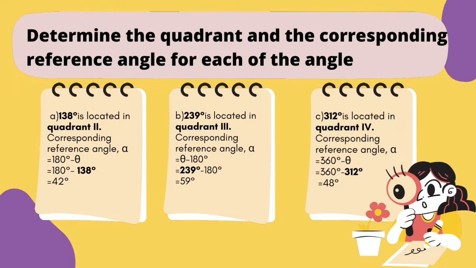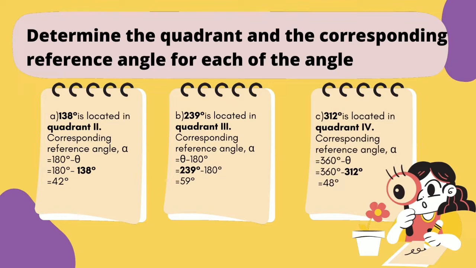Let's look at example 1 in corresponding reference angle. First, determine the quadrant and the corresponding reference angle for each of the following. A. 138 degrees. 138 degrees is located in quadrant 2. Corresponding reference angle alpha equal to 180 degrees minus theta. 180 degrees minus 138 degrees equal 42 degrees.